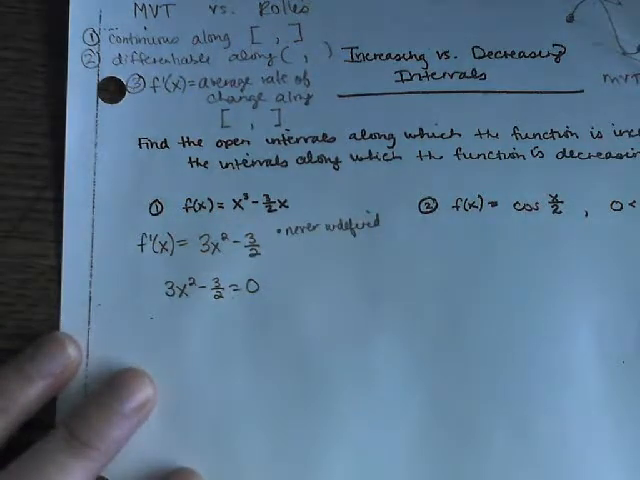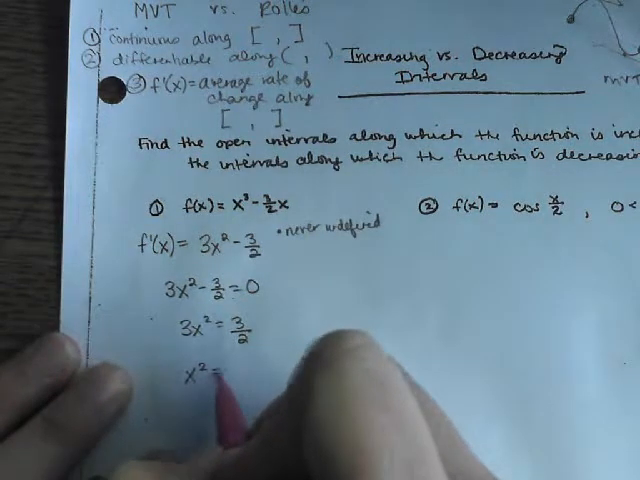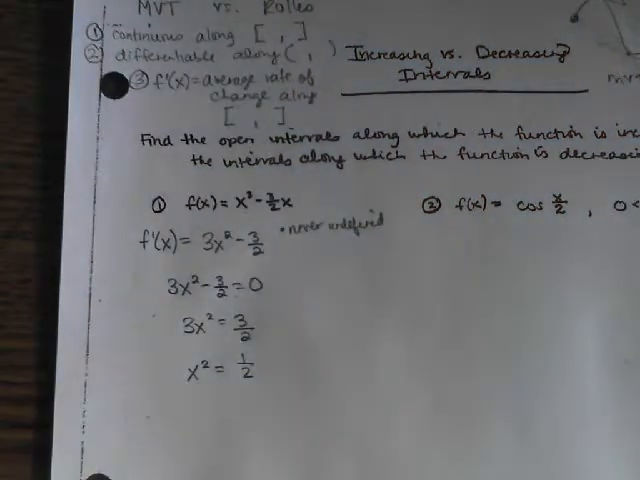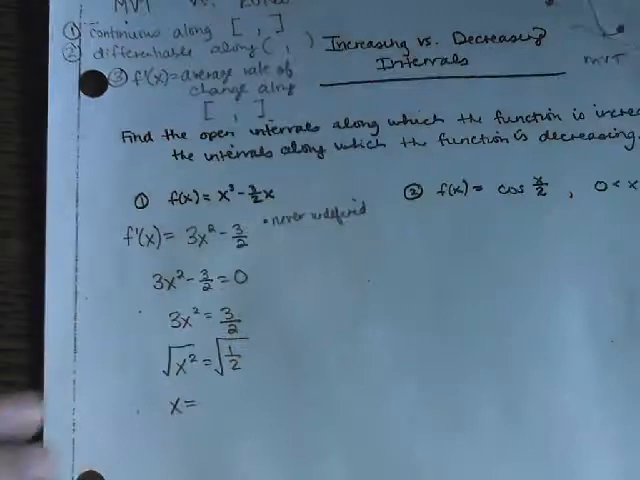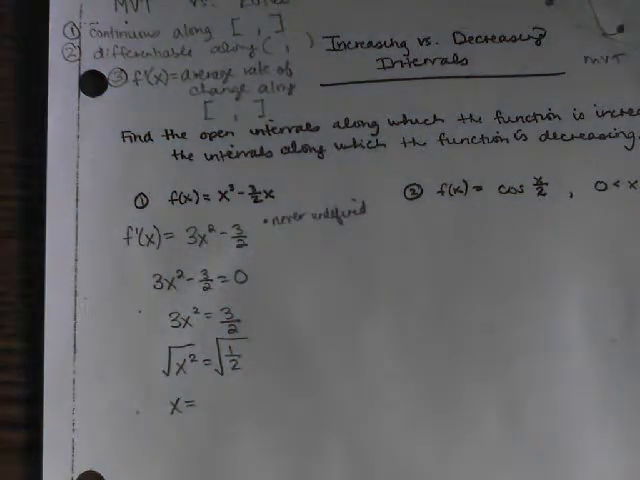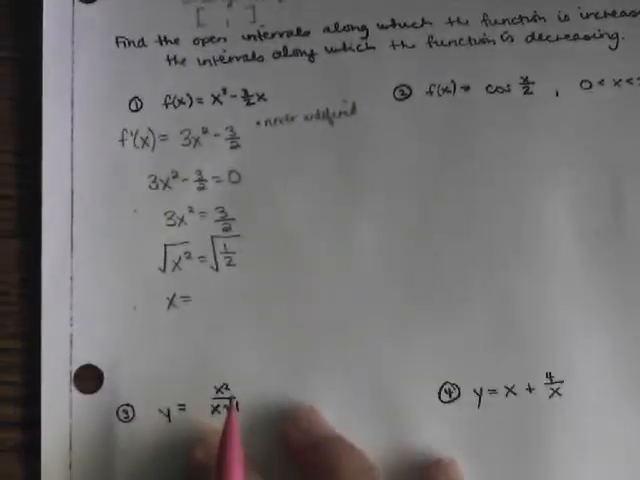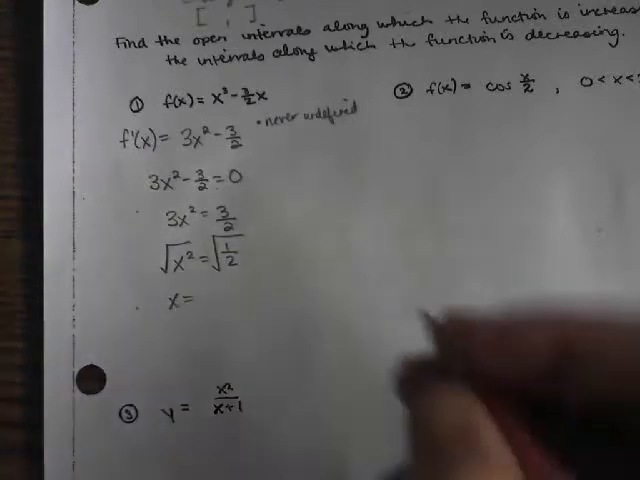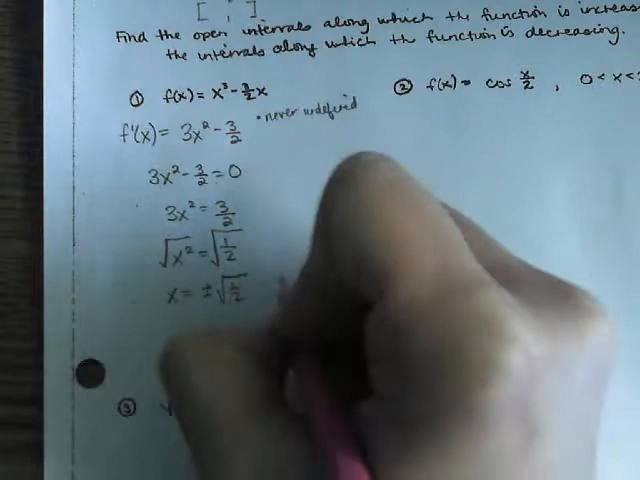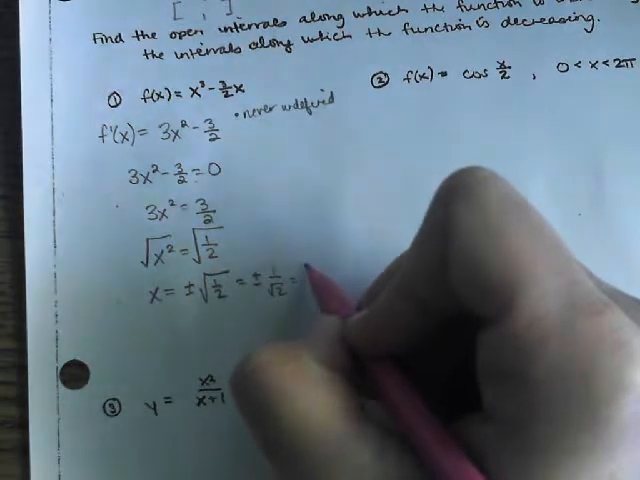Solve that. Add your 3 halves. Divide by your 3. And square root both sides. What are the x values? Paul? Right, plus or minus the square root of 1/2, which you can rationalize if you want to. That would be 1 over root 2, which would be plus or minus root 2 over 2.